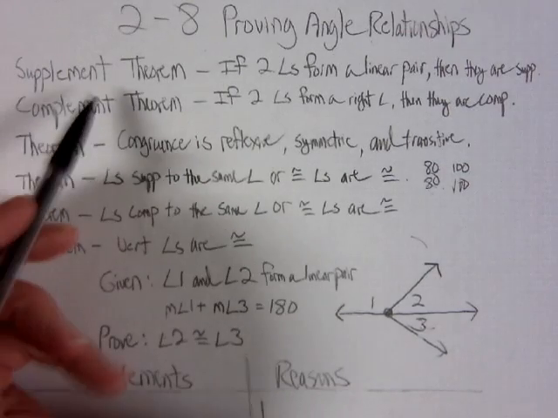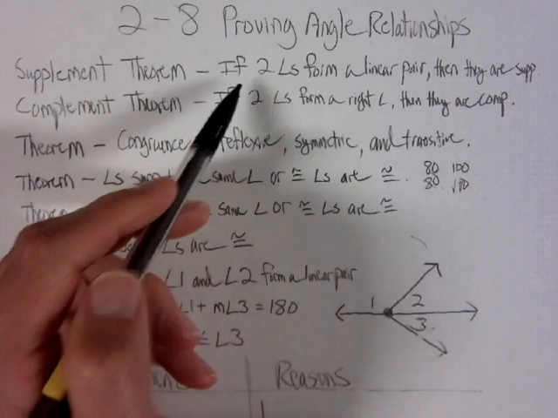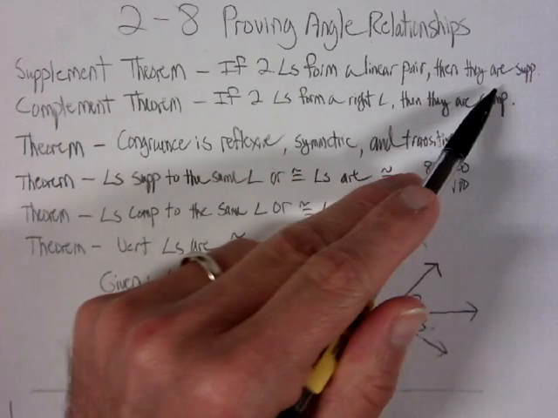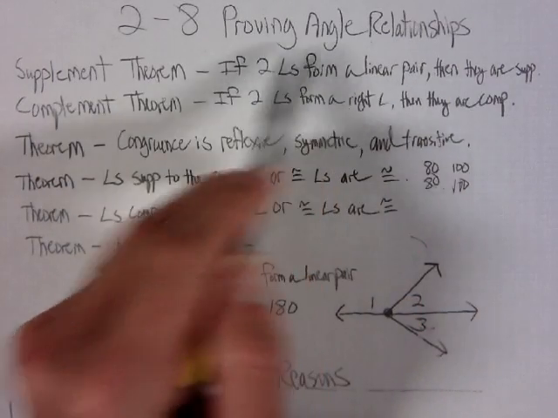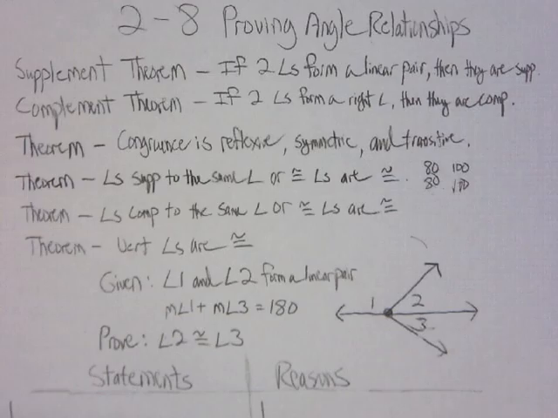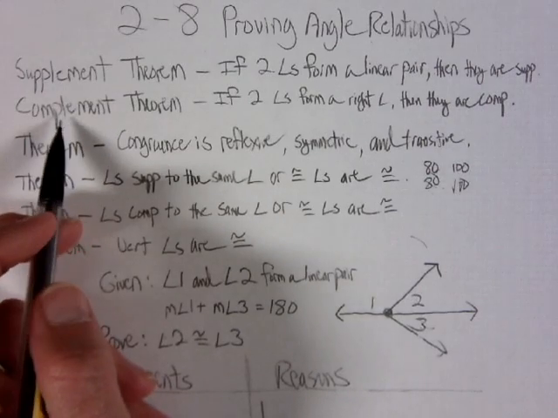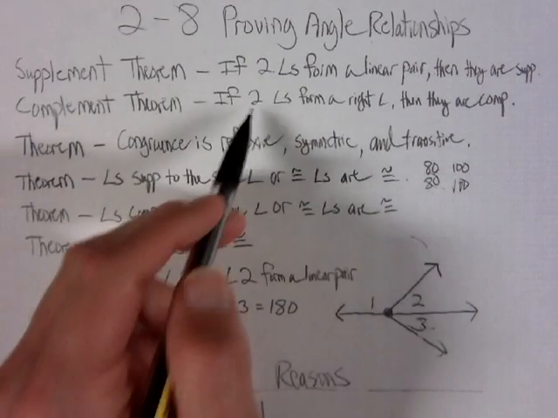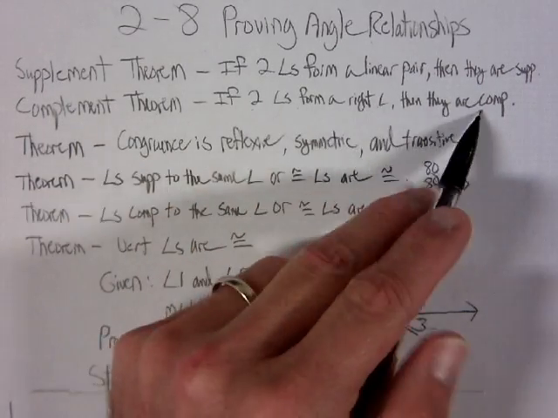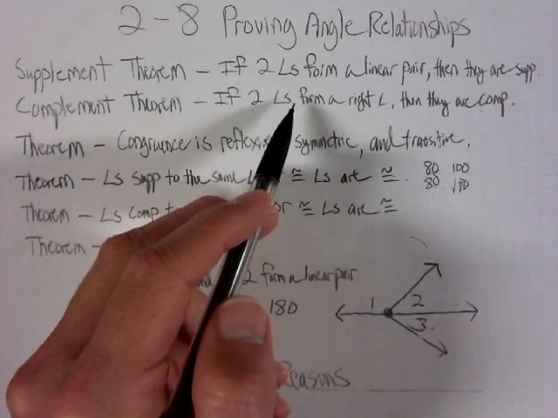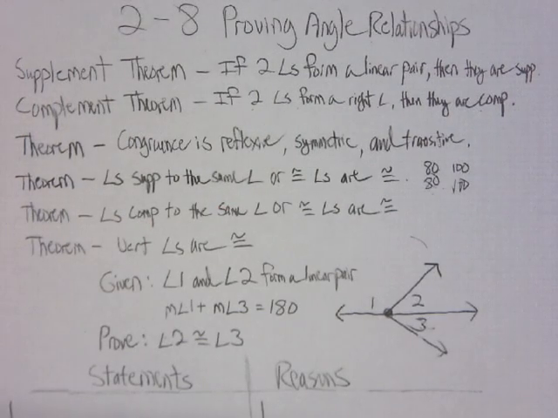The first one is called the supplement theorem. It says if two angles form a linear pair, then they are supplementary. So if they form a linear pair, they have to add up to 180. A lot of these theorems we already have talked about, but we just didn't know that they were theorems. The next one, complement theorem: if two angles form a right angle, then they're complementary. If you've got two angles and they form a right angle, they have to add up to 90 degrees.